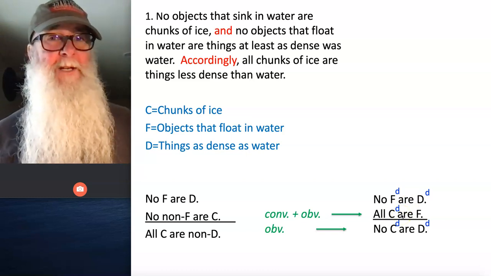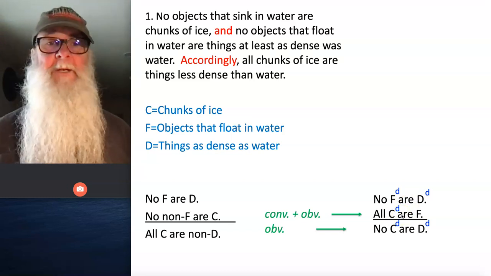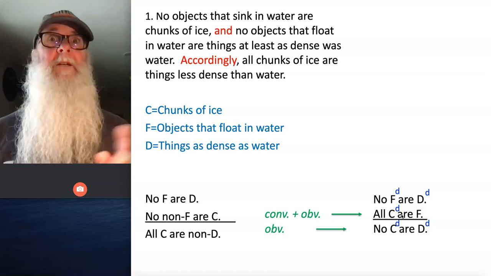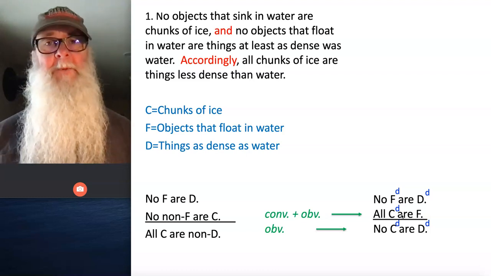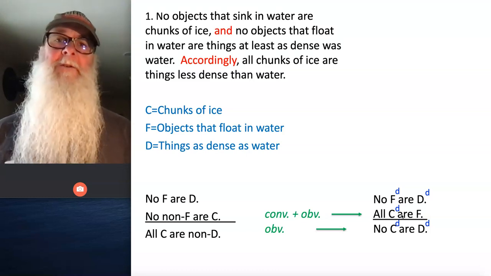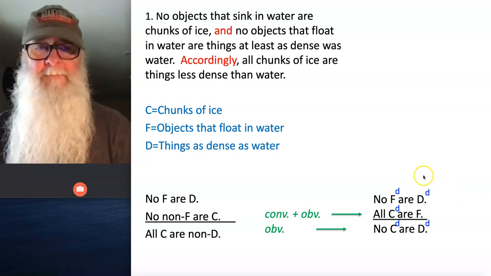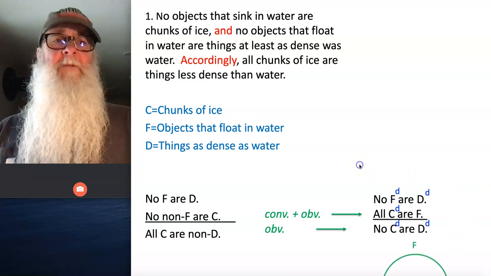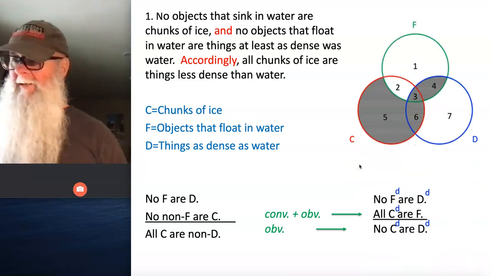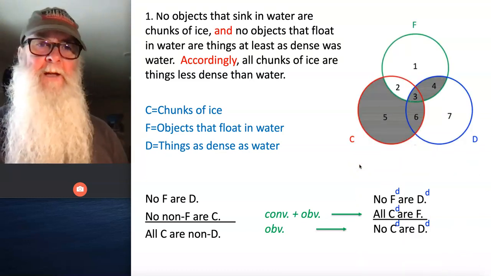We do not have 2 negative premises, so we can check off rule number 3. We do have a negative premise, and we have a negative conclusion, so we're complying with rule number 4. And we don't have an argument that has 2 universal premises and a particular conclusion, so rule number 5 doesn't apply. So we're going to check our work with a Venn diagram to make sure that we've applied these 5 rules correctly.